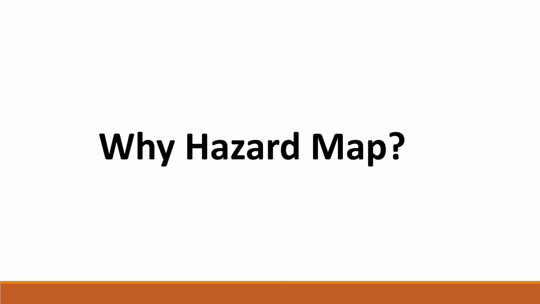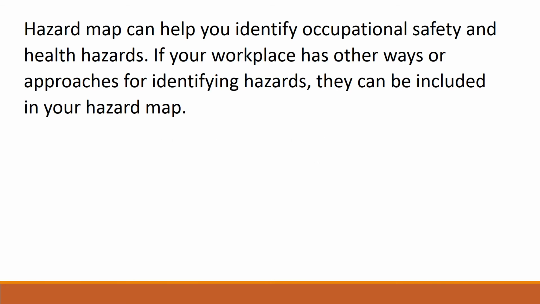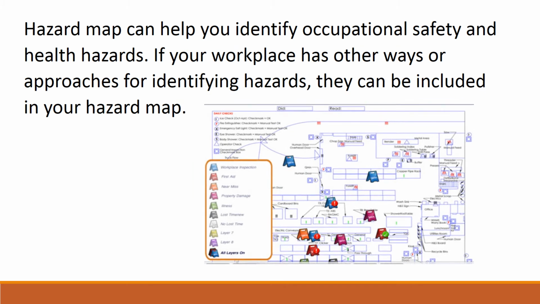Why hazard map? Hazard map, or hazard mapping as it sometimes is called, can aid in identifying any occupational safety or health hazard. Take for instance the example in the lower right side of your screen. This is just one example of a workplace hazard map. Much like a regular map, a hazard map has a legend that states what the hazards are and where they are located.